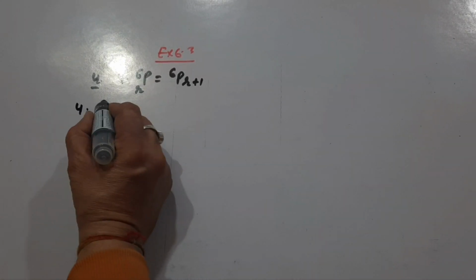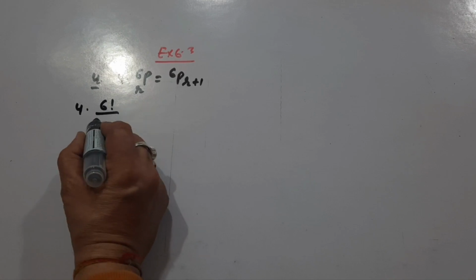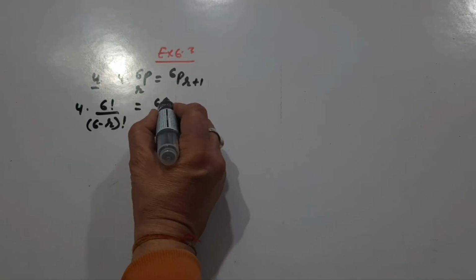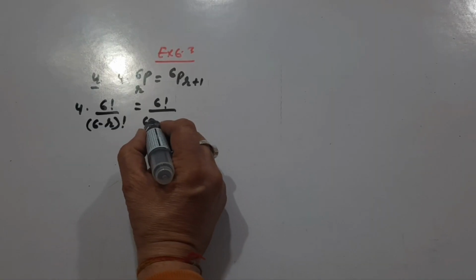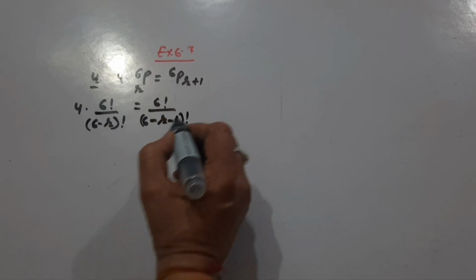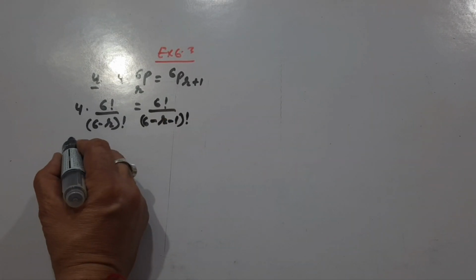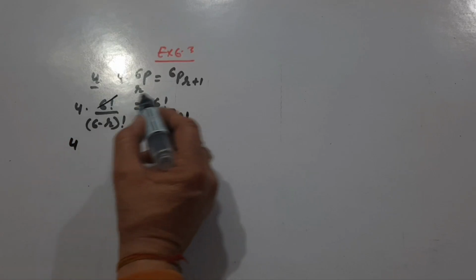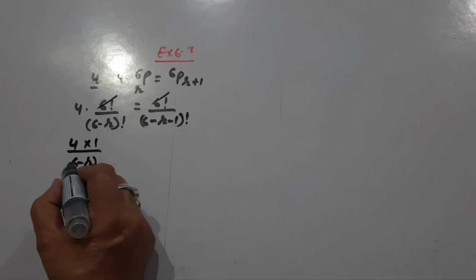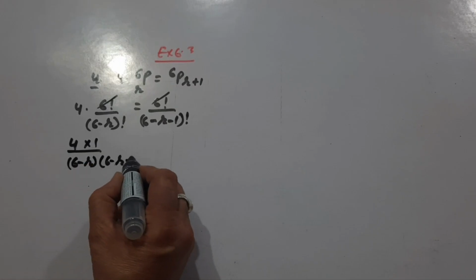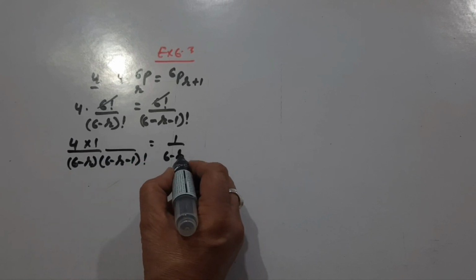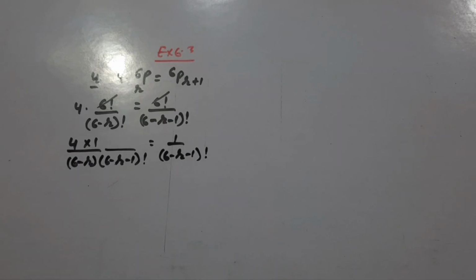So let us use the formula 6 factorial upon 6 minus r factorial, and this is equal to 6 factorial upon n minus r, where n minus r means 6 minus r minus 1 factorial. So on solving it, we cancel 6 factorial with 6 factorial. Over here we get 6 minus r, then 6 minus r minus 1 factorial equal to 1 upon 6 minus r minus 1 factorial.